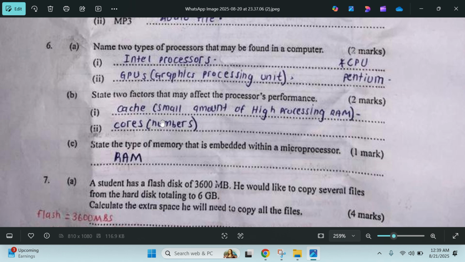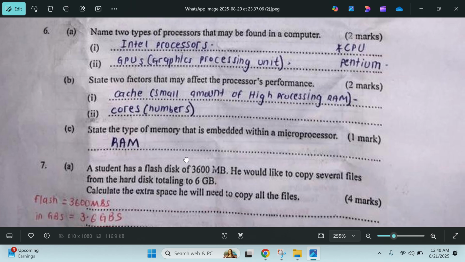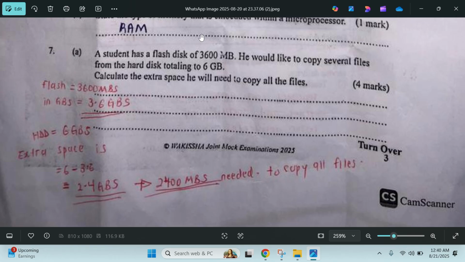Then lastly, at number 6, state the type of memory that is embedded within a microprocessor. My answer there was RAM. RAM is a memory that is found in a microprocessor.